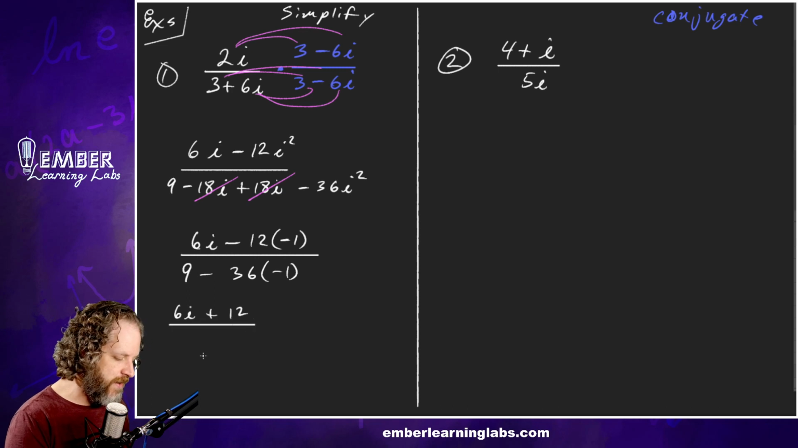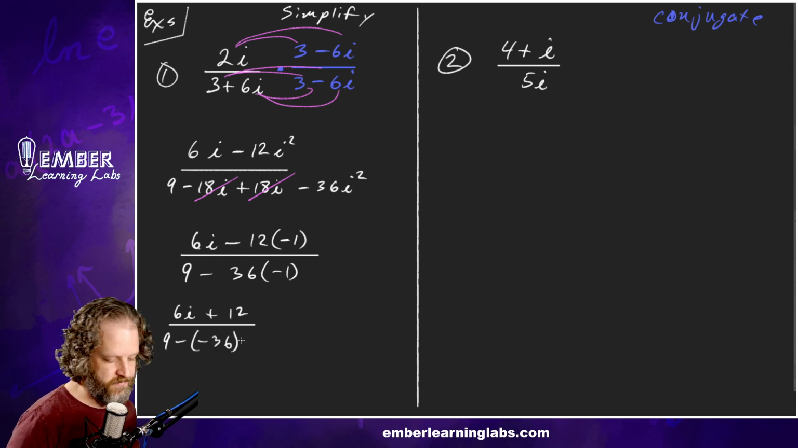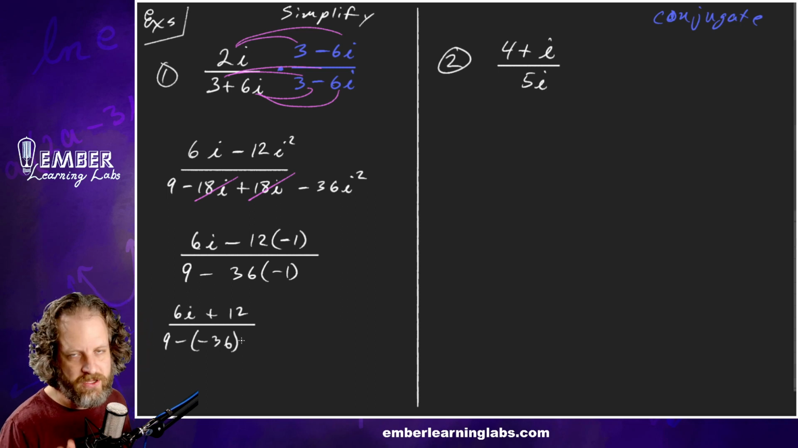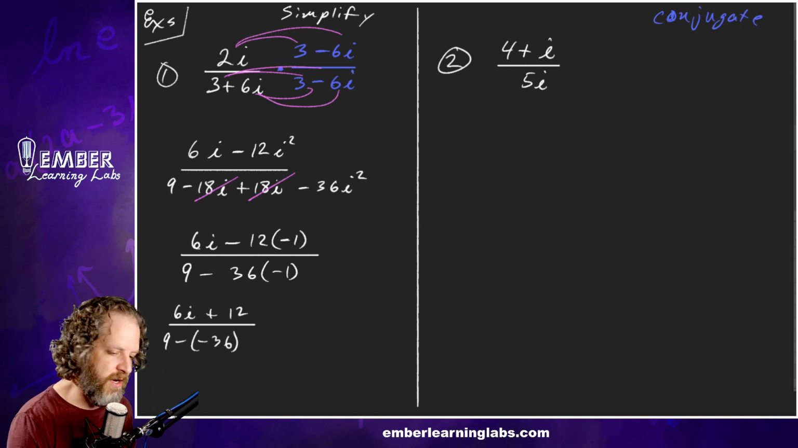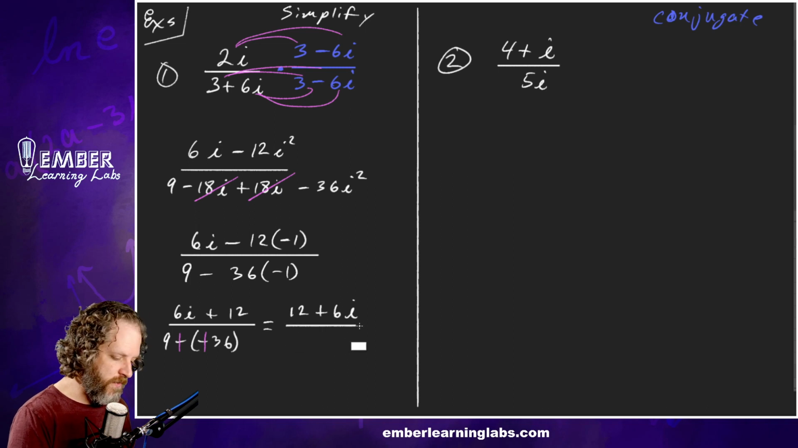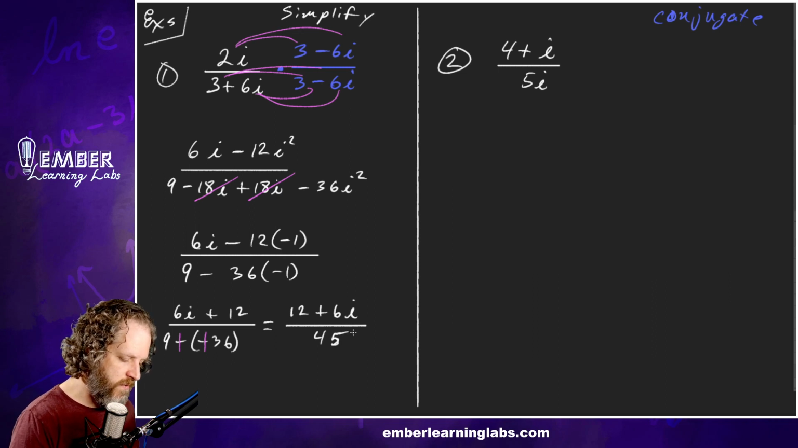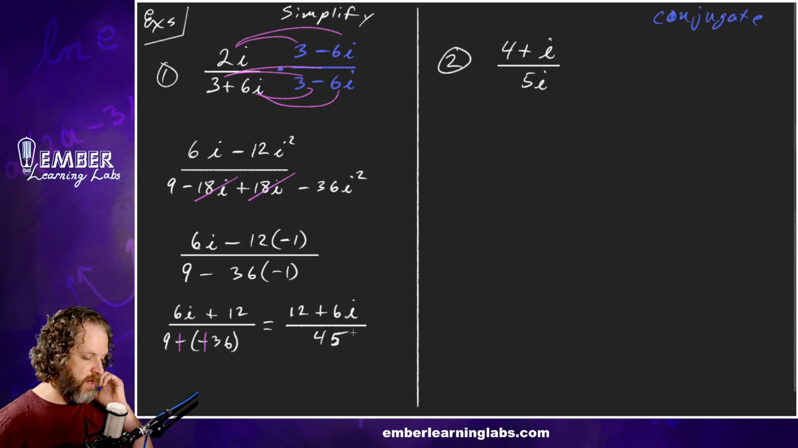And then in the denominator, it's going to be 9 minus negative 36. You know what I'm thinking. I know you do. We got to ka-chink those. So on the top, this turns into, we got to put that real part first. So 12 plus 6i. And then over 9 plus 36 is 45. 45.